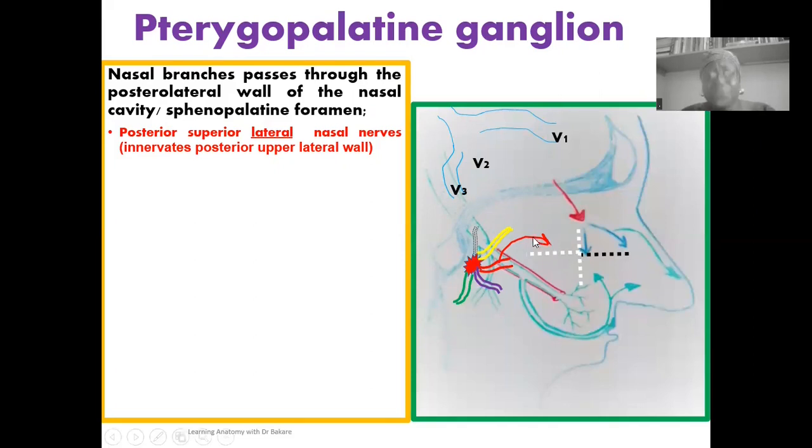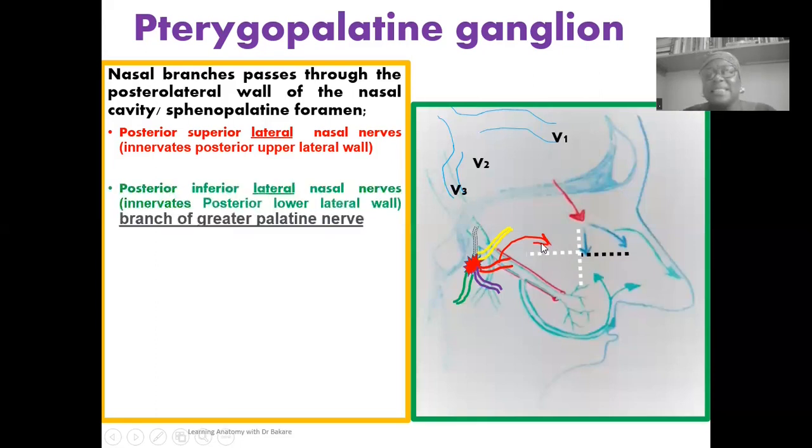So the posterior superior lateral nasal nerve is what is highlighted here in red. You see it emerging from the nasal branches. As it emerges, you see it supplying the posterior superior part of the lateral wall of the nasal cavity. Remember, we said I will be taking the lateral wall and also the nasal septum side by side. So this is what innervates the posterior superior lateral wall of the nasal cavity. Then the second branch is the posterior inferior lateral nerve, still on the lateral wall of the nasal cavity.